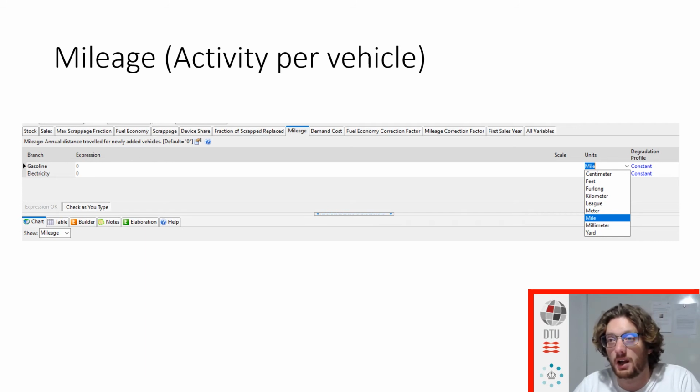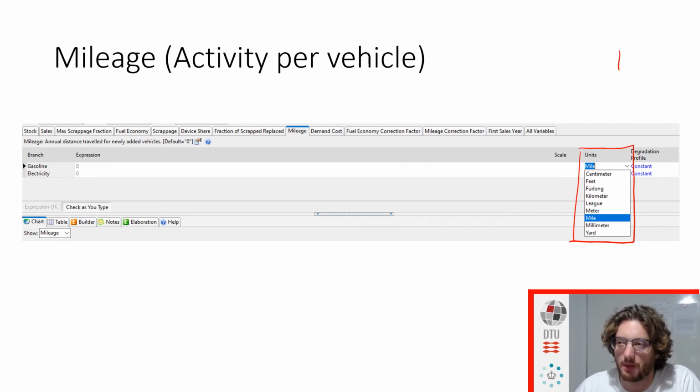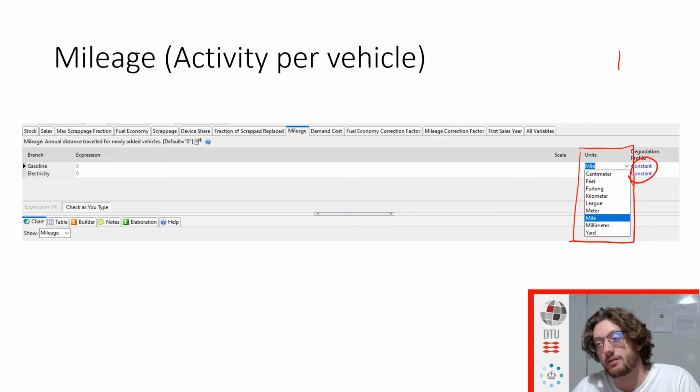So mileage is a new method that we're looking at. As you can see, just like with everything else, we have units that can be in any kind of length. The fact that it's in millimeters, maybe you really don't drive a lot, but generally, of course, we would use miles and kilometers in this case. We also have a degradation profile here, which is quite interesting for miles, but we will look at that in a bit. But that's just really how long you are driving per year.